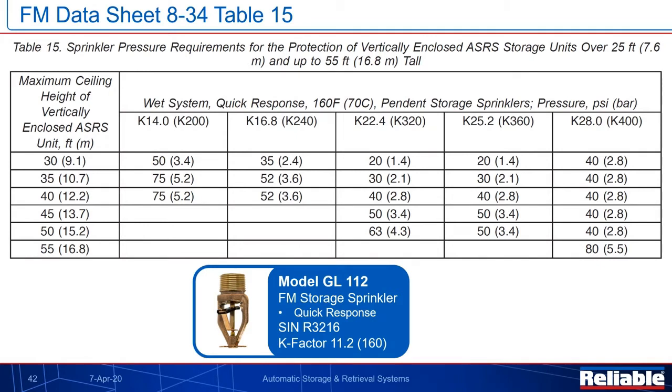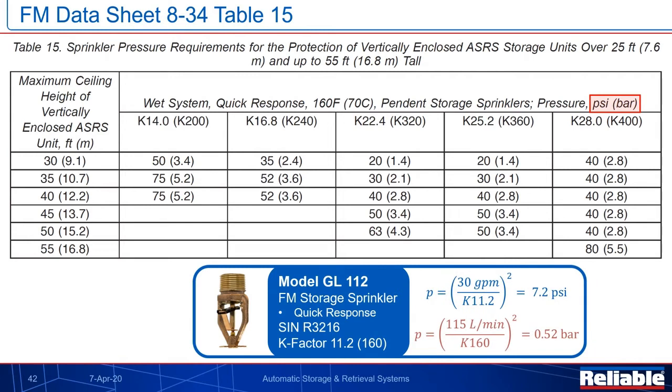The unique thing about this table, though, is that we now have a requirement expressed in PSI per sprinkler. We need to look at how that translates to one of our GL112s. We were using 7.2 PSI to provide that 30 gallons per minute. And now we start taking a look at these numbers up in this table. We see they're much larger than 7. We start out on the left, they're 50 to 75. And then as we go more to the right, those numbers get smaller, but they never get down to 7.2 PSI. Well, we know the GL112 is a 30 gallon per minute product at 7.2 PSI.